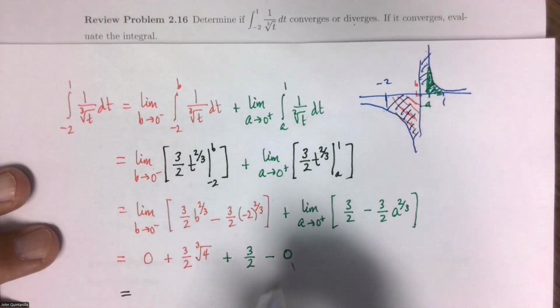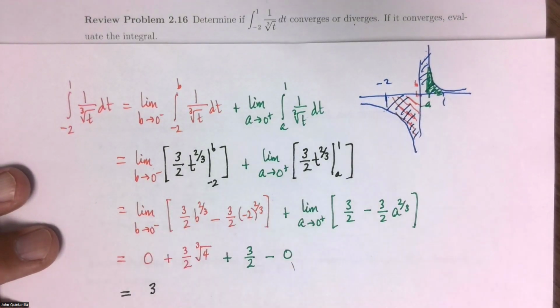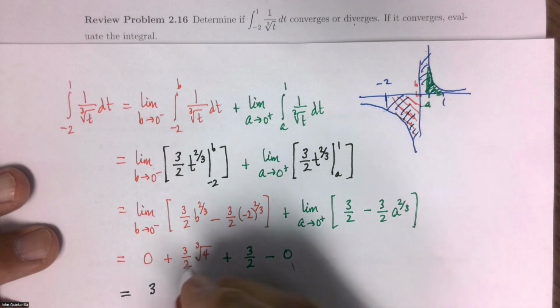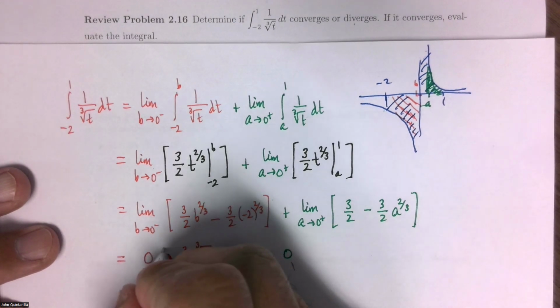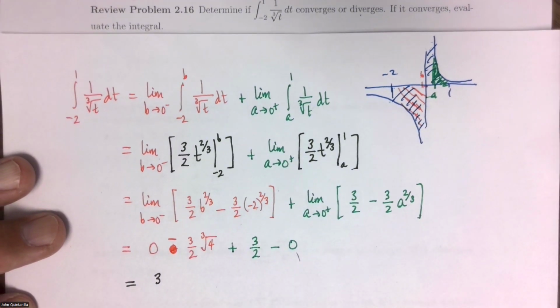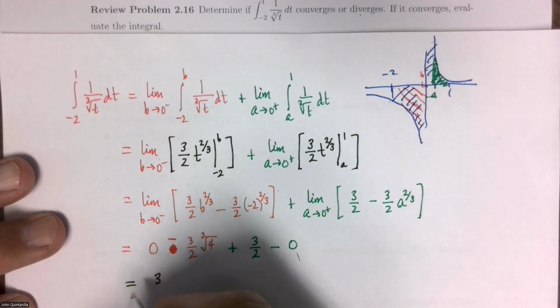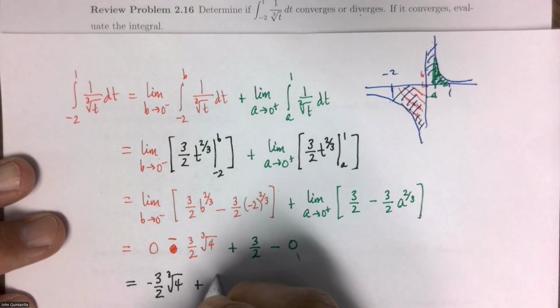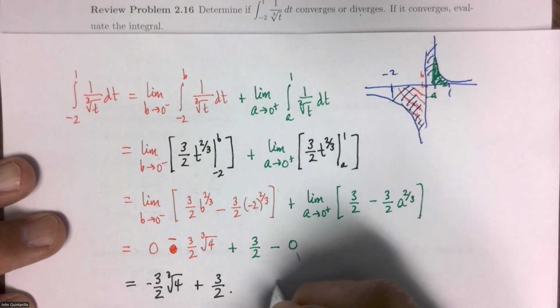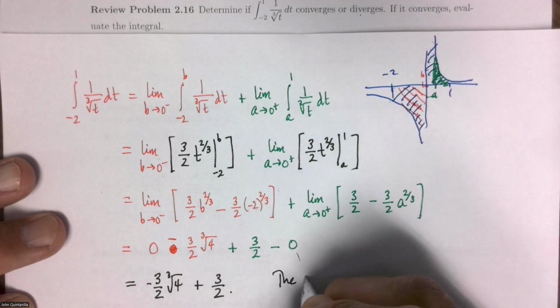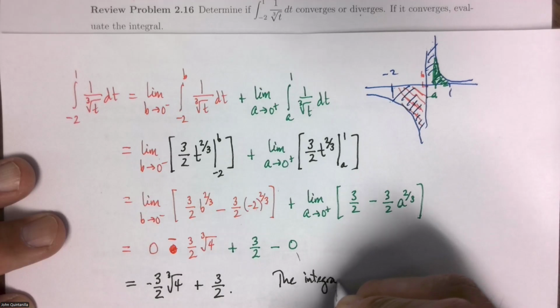And so in conclusion, I have that this is equal to, and I apologize, I just caught, this should have been a minus sign. Sorry about that. This is equal to negative 3/2 times the cube root of 4 plus 3/2. And obviously we were able to find the answer, and so the integral converges.